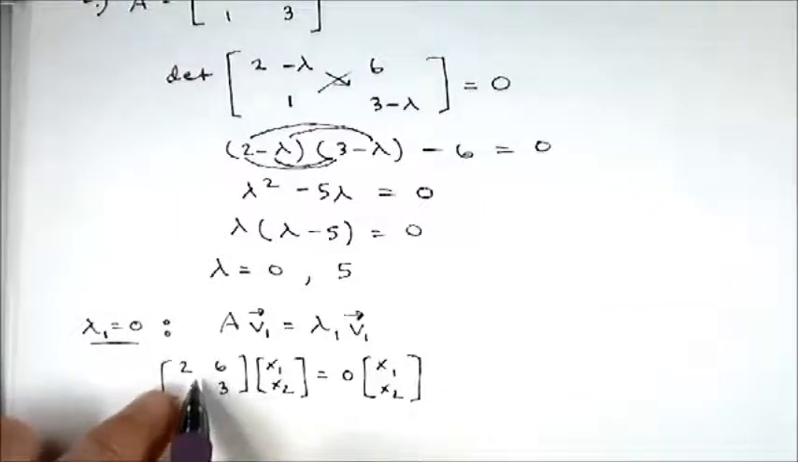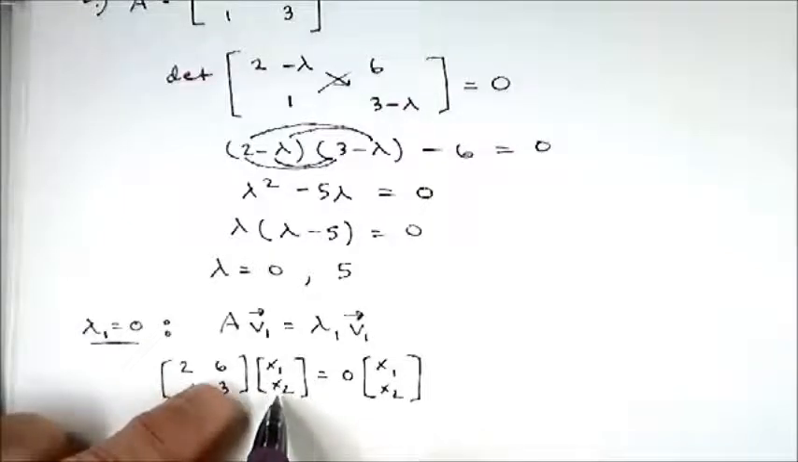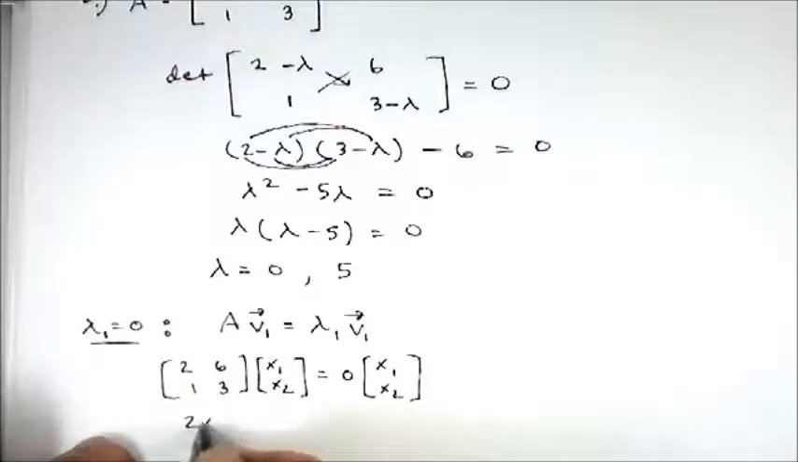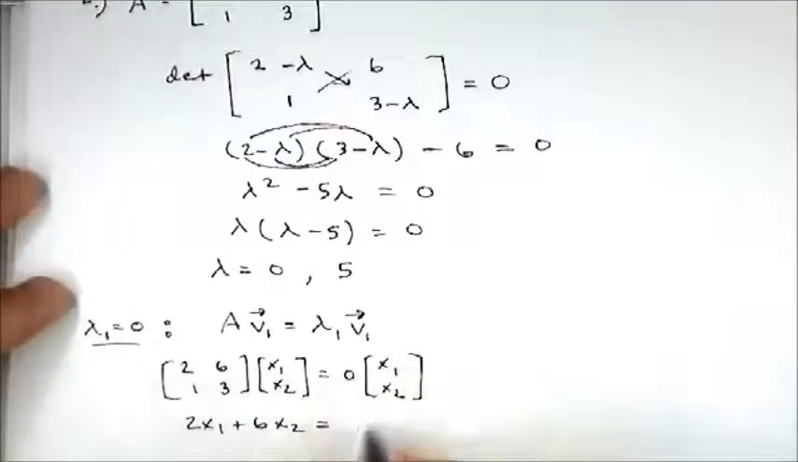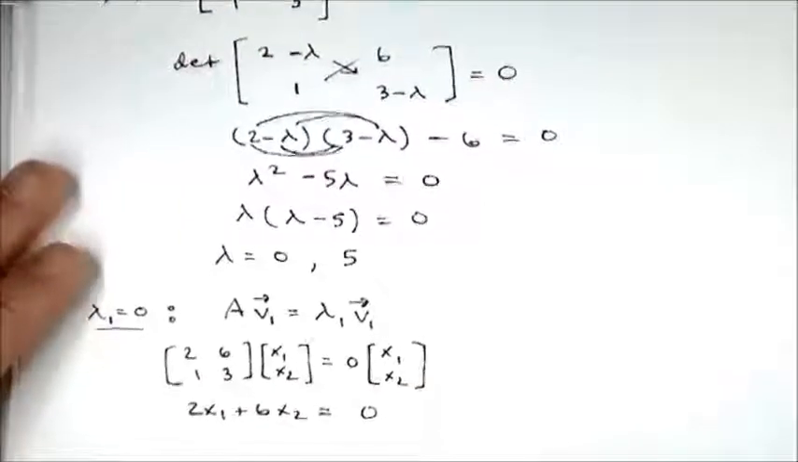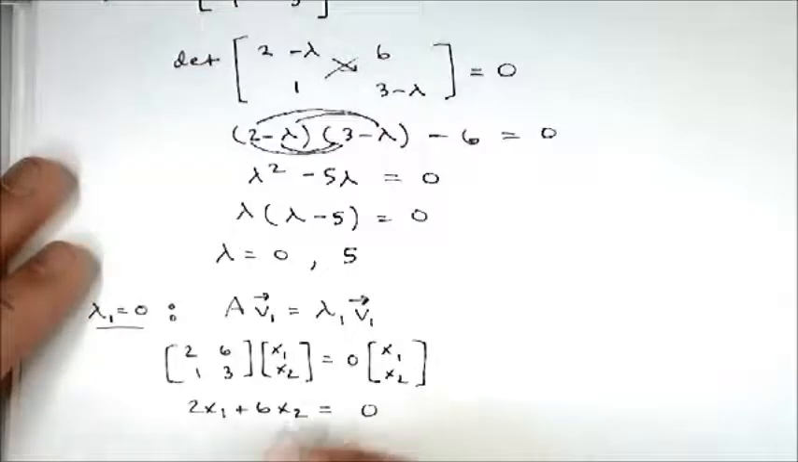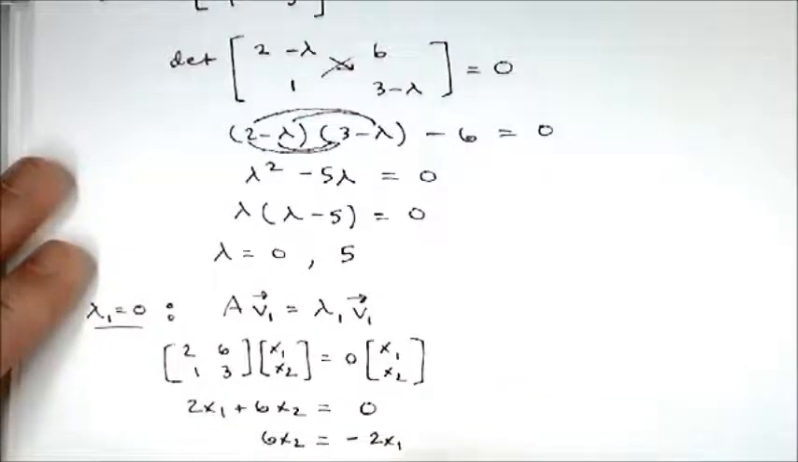So let's see what happens here. I get 2x1 plus 6x2 has to equal 0, right? 0 times x1 is just 0. And I can do something with that. I could solve for either one here. What if I go 6x2 is equal to negative 2x1? So x2 is equal to negative 2/6 or negative 1/3 x1.